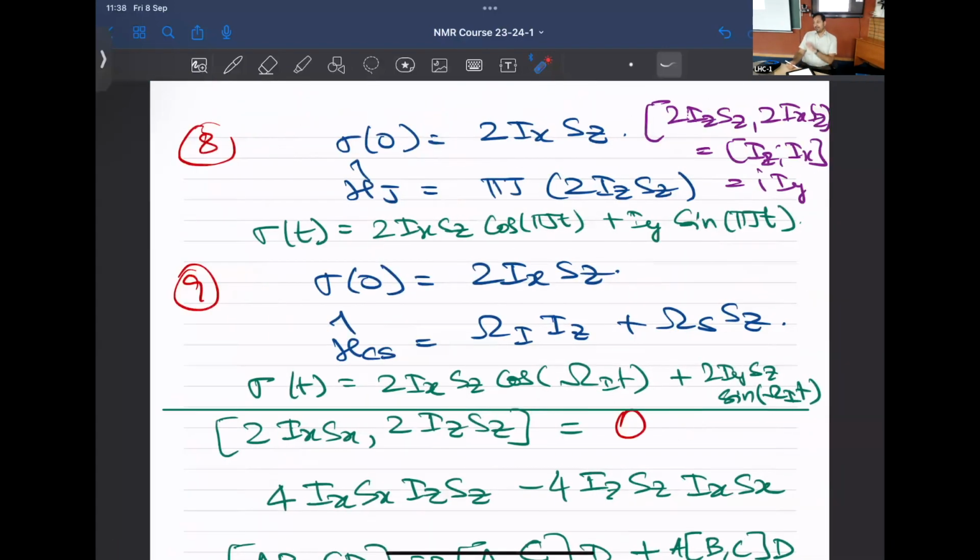2IxSz. It is still a single quantum coherence because Ix is I plus I minus, but the S is more like polarization. We will see some spectral aspects of it as we go forward. This will be called an antiphase single quantum coherence. Why is it called antiphase?